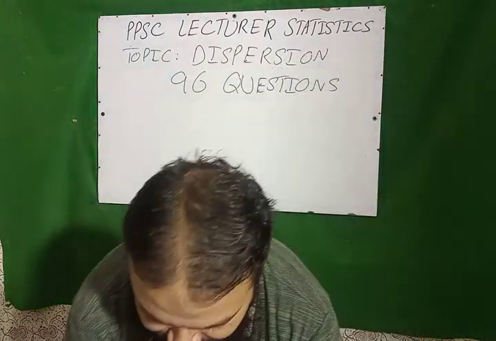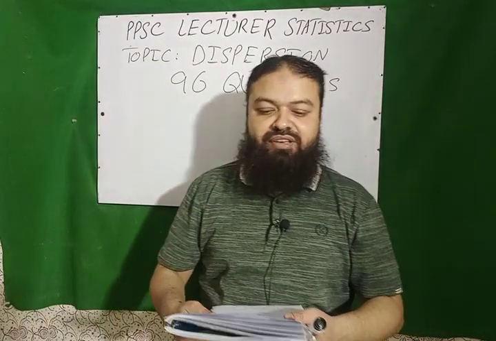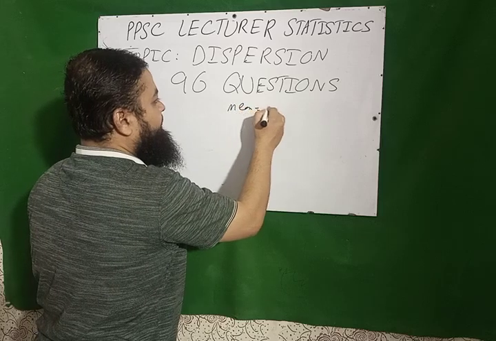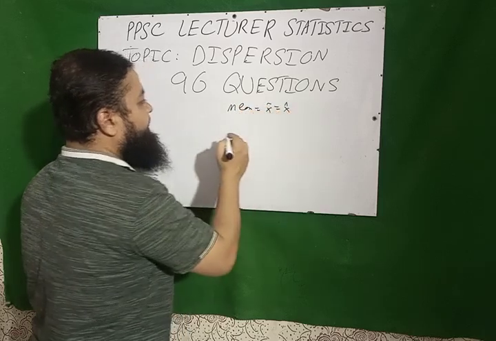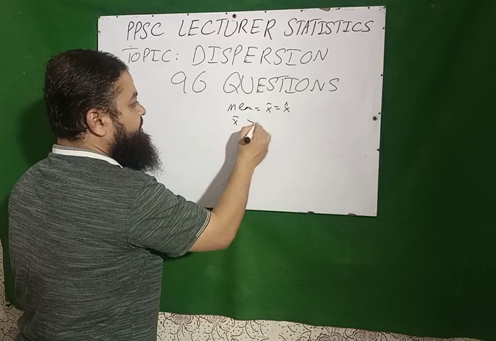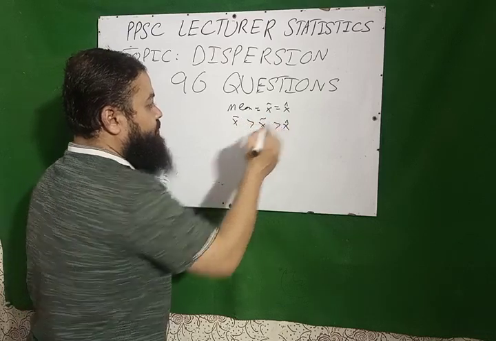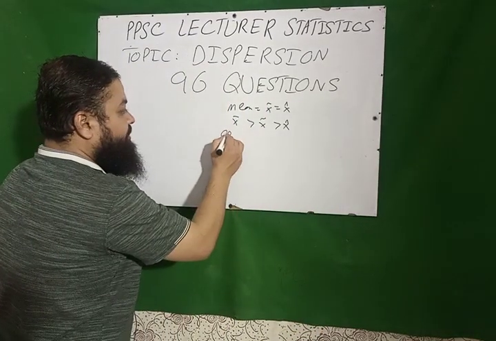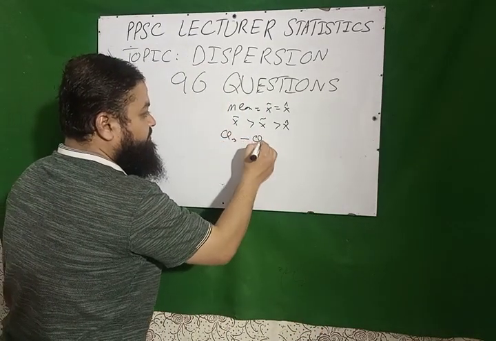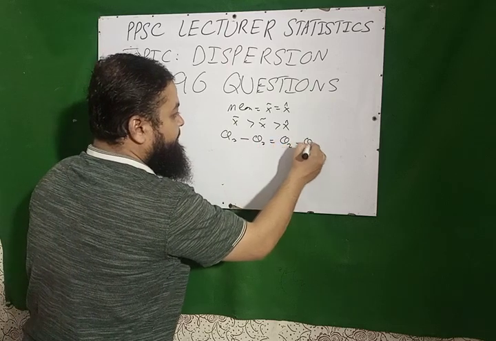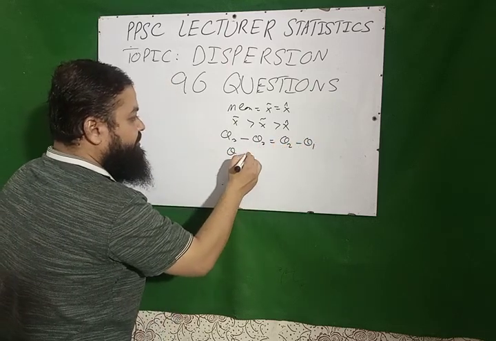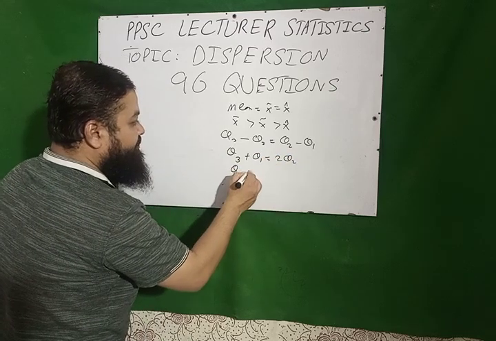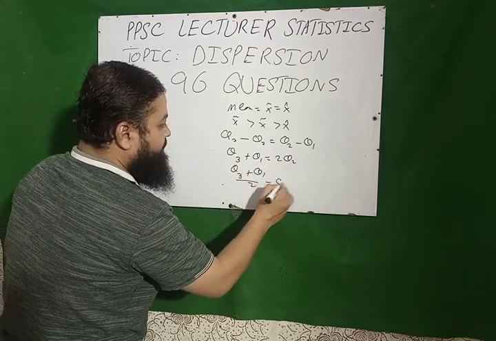Let's start. Question number 1 is, in symmetrical distribution, mean is equal to median is equal to mode, and in positively skewed, mean is greater than median, which is greater than mode. And in symmetric distribution, Q3 upper quartile minus median is equal to Q2 minus Q1. In symmetrical distribution, Q3 plus Q1 is equal to 2Q2, and it can also be written as Q3 plus Q1 over 2 is equal to Q2.